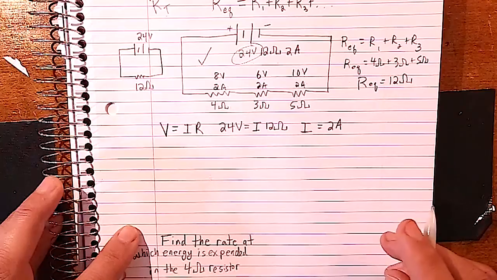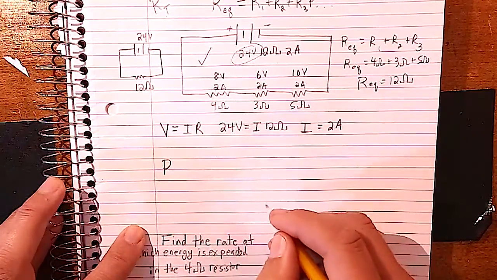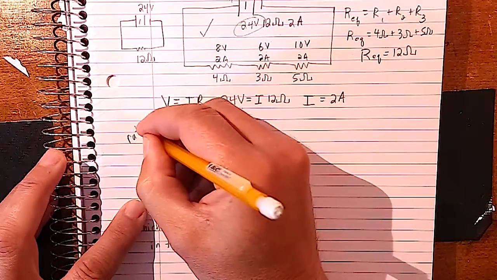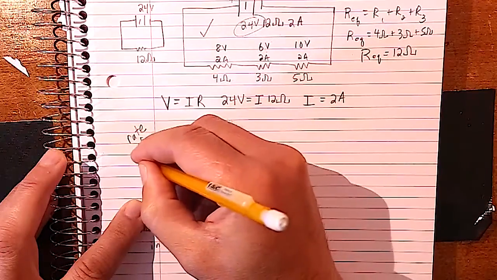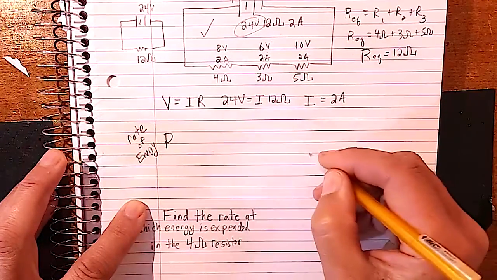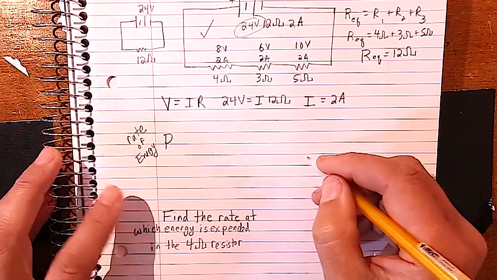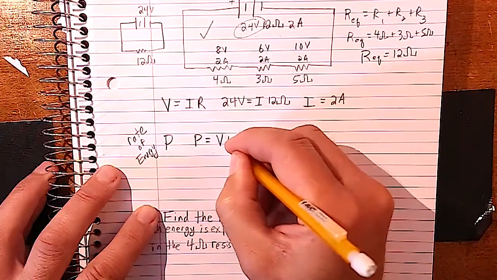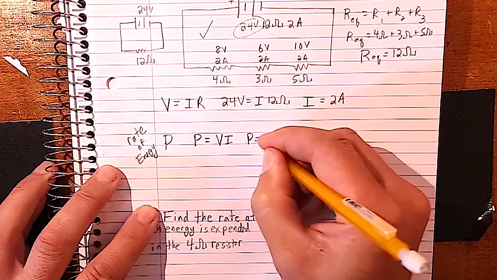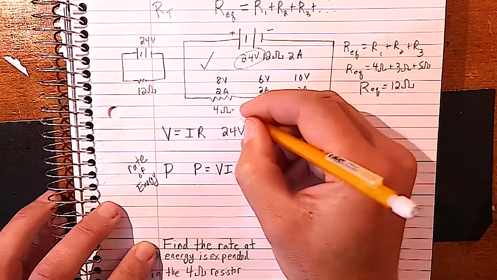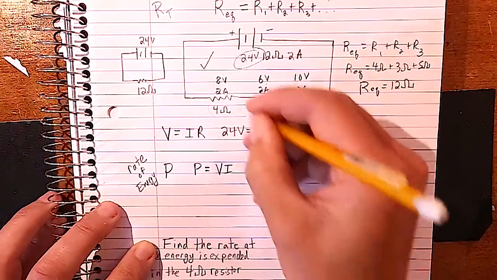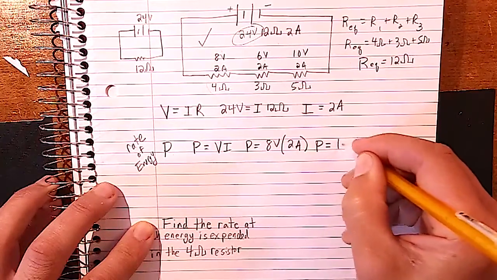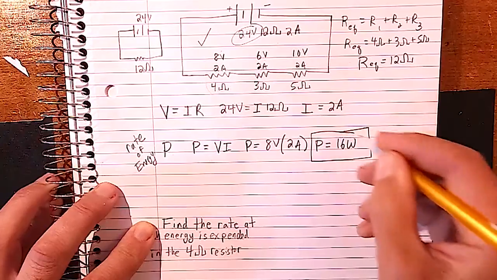So let's go ahead and find the power in the 4 ohm resistor. So remember that they sometimes can say this as the rate of energy expended. That's another way of asking this question. What is it? W over T? Well, that's power. So we can do this most easily by saying P equals VI, and we're given the voltage in the 4 ohm resistor is 8 volts, and the current is 2 amps. So P equals 8 times 2, that would be 16 watts.